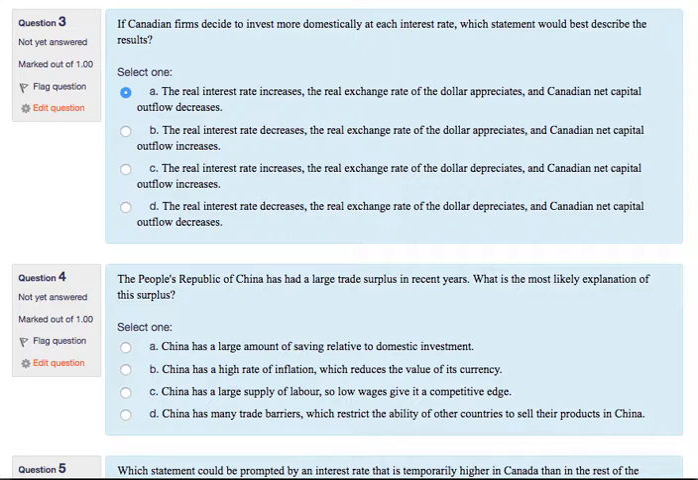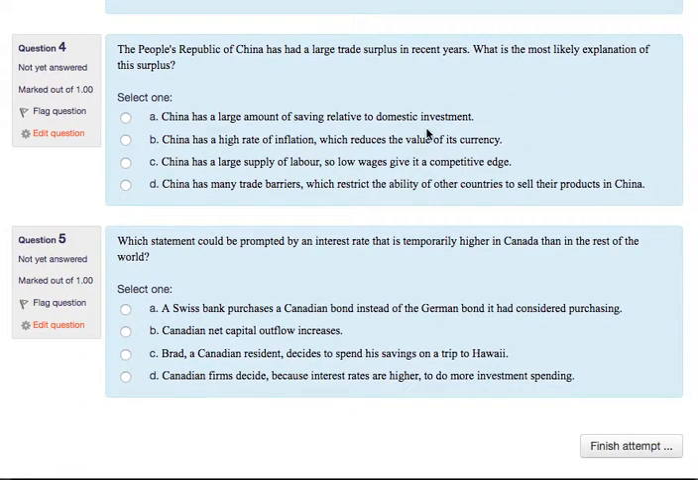The People's Republic of China has had a large trade surplus in recent years. What is the most likely explanation of this surplus? So, if we're thinking about a surplus going on, let's try to look at each of them and see if it can make sense. China has a large amount of saving relative to domestic investment. So a large amount of saving, if that money cannot flow to other countries, will lead to an excess amount of savings, to net capital outflow if it could flow out.